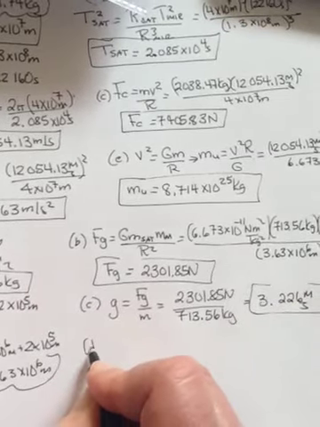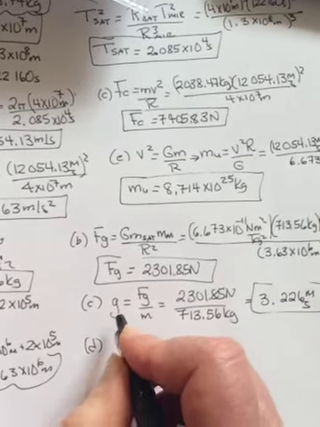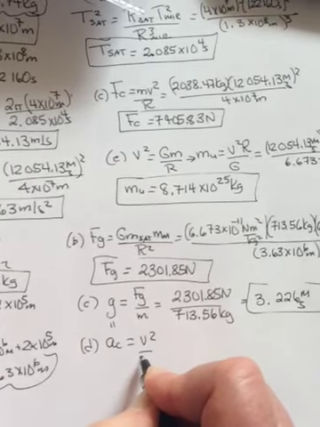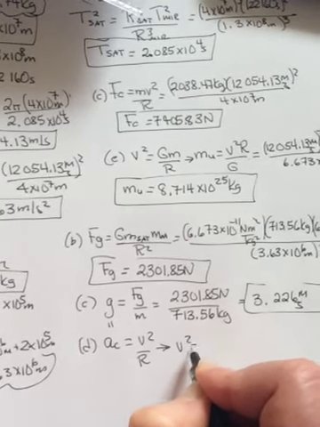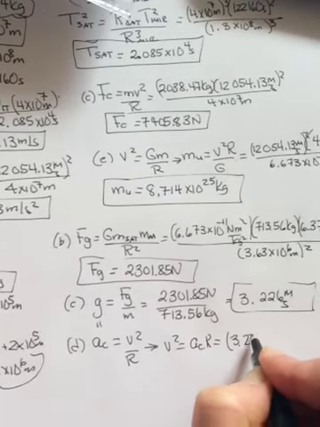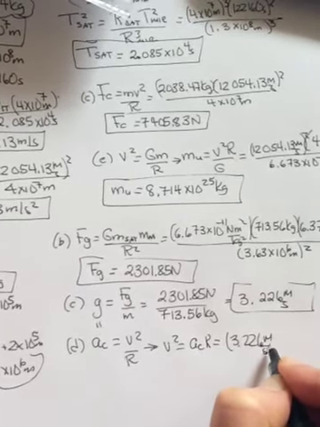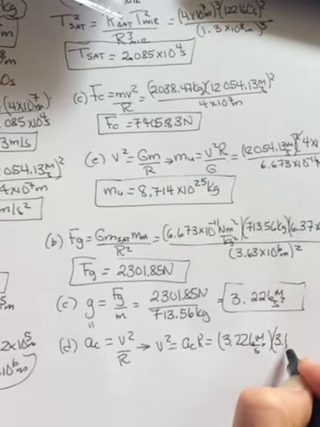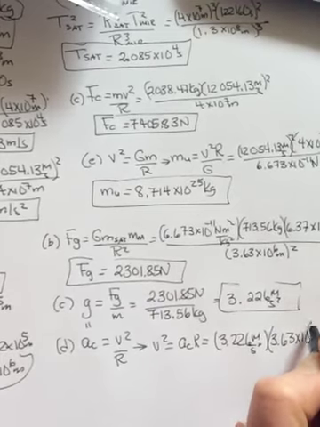And then the last question wants to know orbital velocity. Well, little g is the same as Ac, and Ac is equal to v squared over r. So v squared is equal to Ac times r. So the 3.226 meters per second squared times your 3.63 times 10 to the 6 meters.